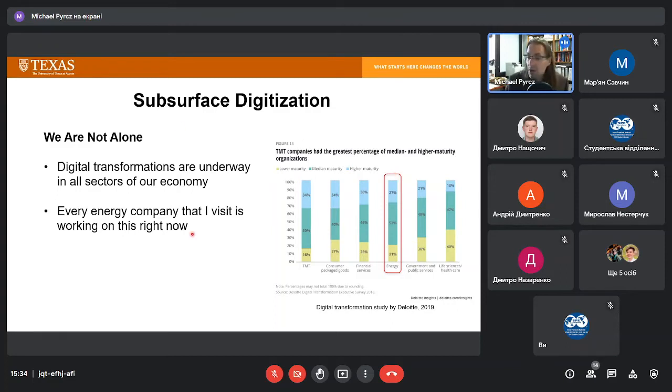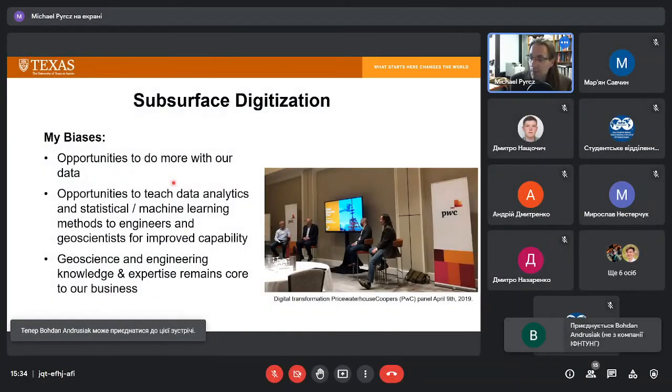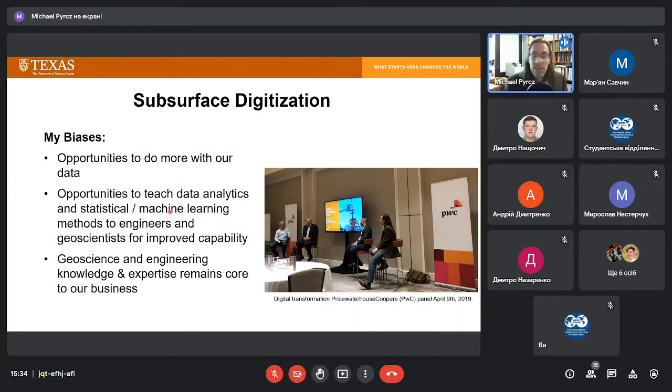I visit a lot of energy companies all over the world, and every one of them is working on digital technologies. What is my viewpoint? What do I think about it? I'm an engineer, and what I would say is there are opportunities to do more with digital, with machine learning and data analytics. Yes. Opportunities to teach it. At my university, the University of Texas at Austin, I teach data analytics and machine learning. I supervise 12 to 14 PhD students in it. I teach machine learning courses. We are ensuring that our students understand the digital technologies in addition to engineering.